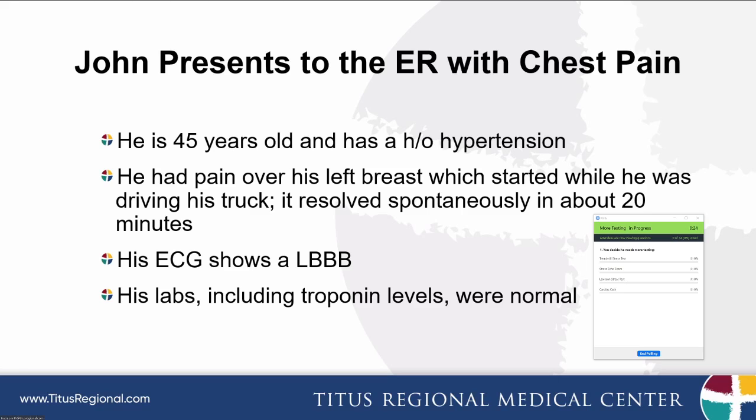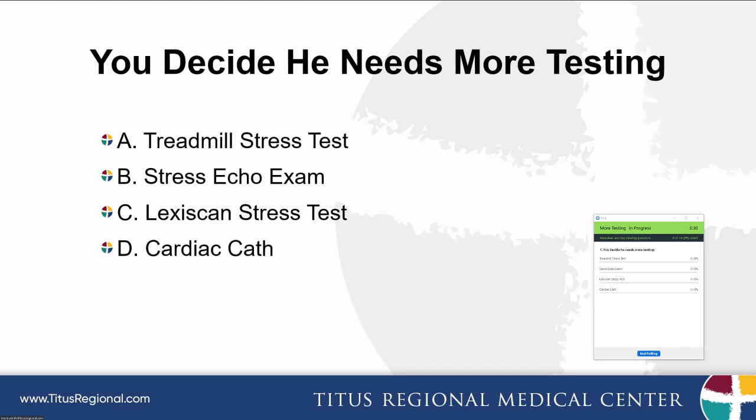And now we've decided that we need to do some additional testing to figure out whether or not this chest pain is something that John and we need to worry about. So these are our options that are before us. Do we put John on a treadmill and do a standard stress test? Or B, do we do a stress echo examination? C, do we do a Lexiscan stress test? Or D, do we take the patient and do a cardiac cath on him? And we'll open this up for polling again.